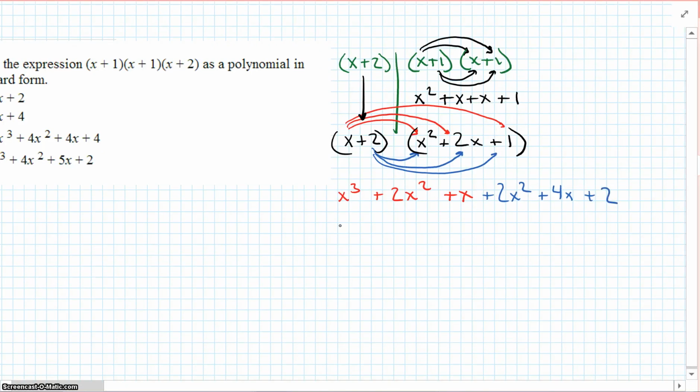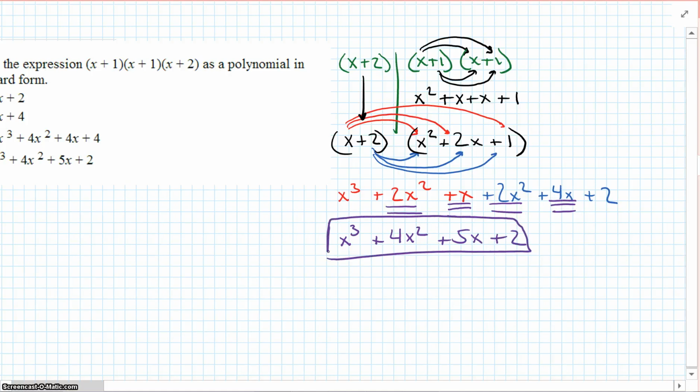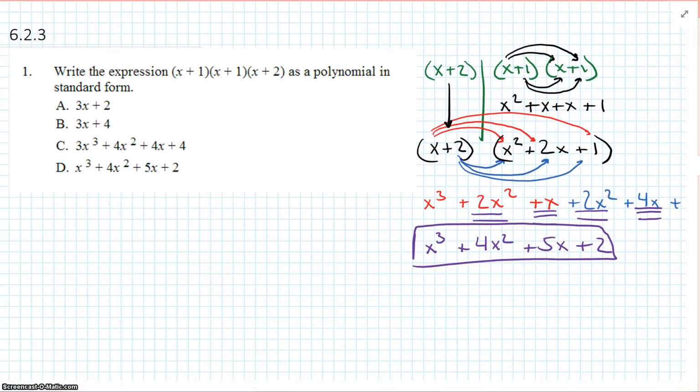Sum like terms. x cubed. So I have an x squared and a 2x squared and a 2x squared. So that's going to be 5x squared... so that's going to be 4x squared. Then I have an x and a 4x. That's going to be 5x. And then 2 is by itself. So I have x cubed plus 4x squared plus 5x plus 2. So the answer is D.